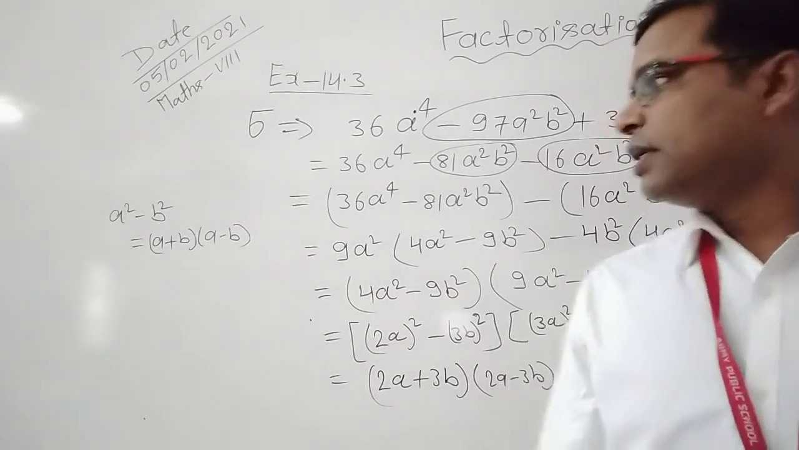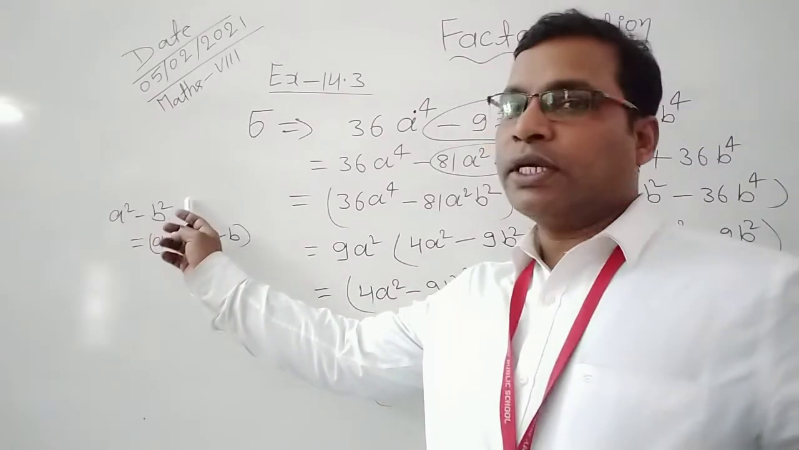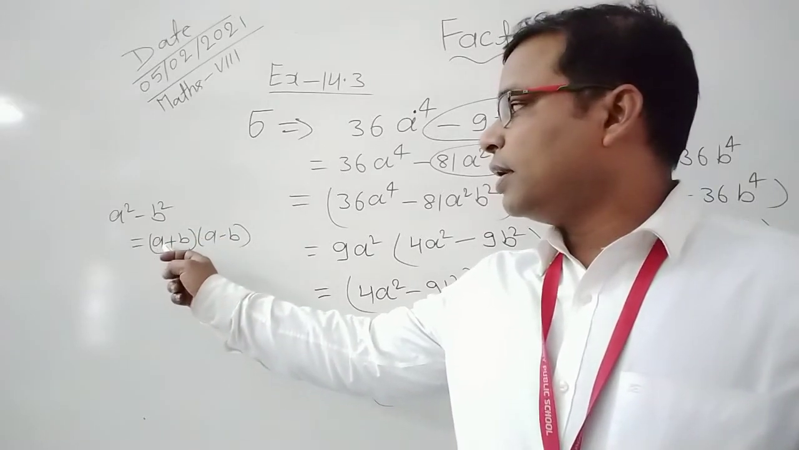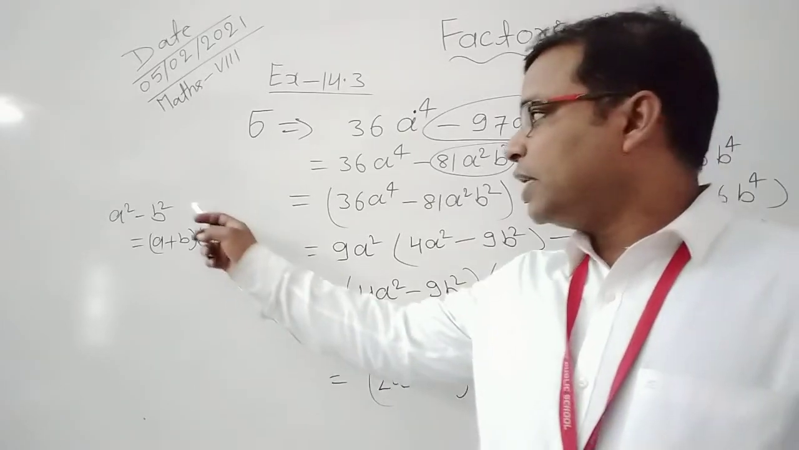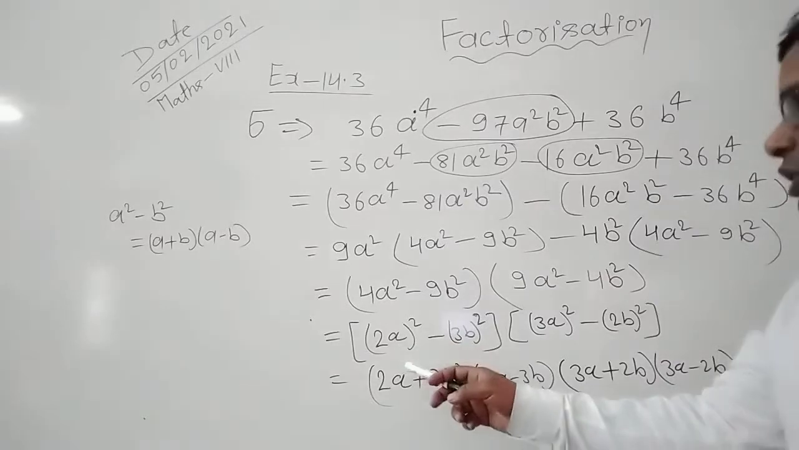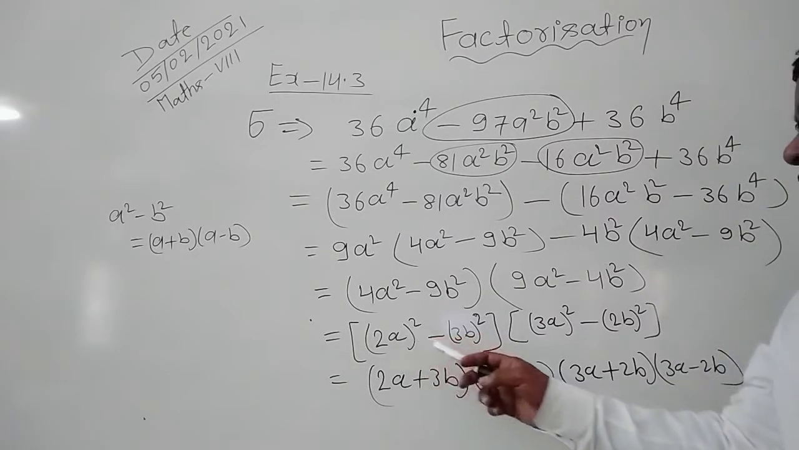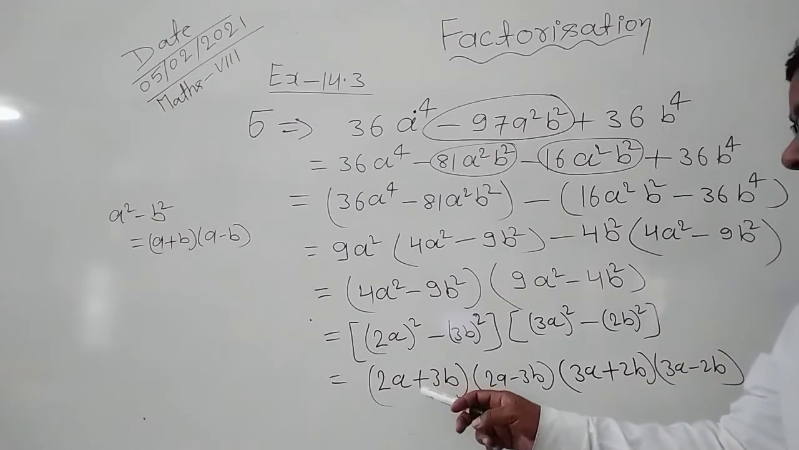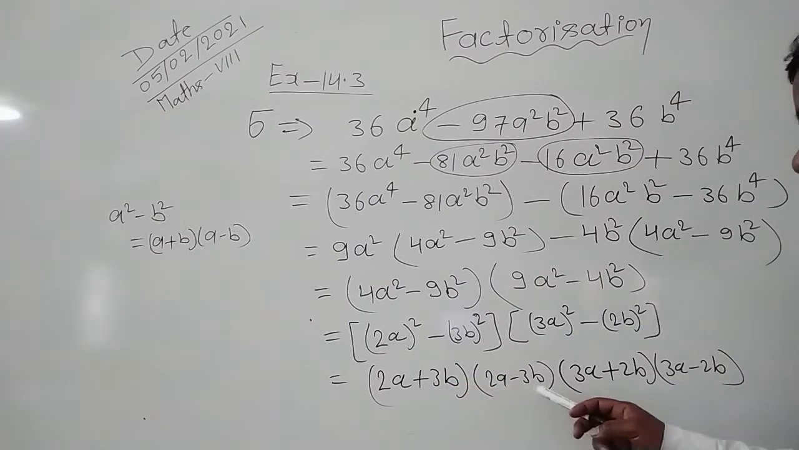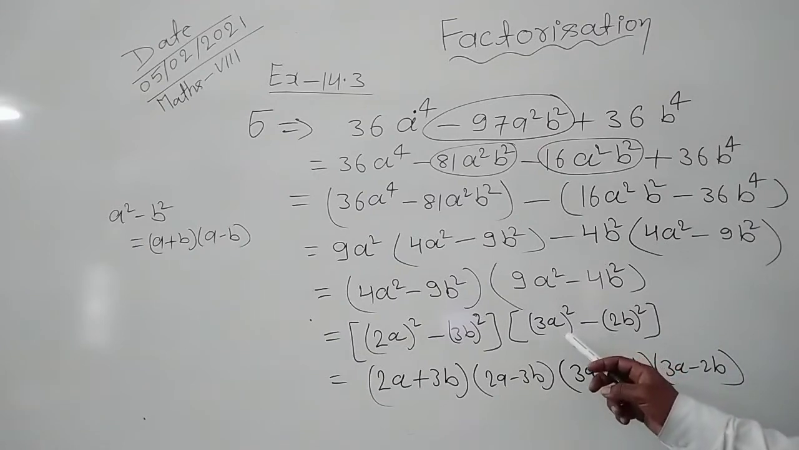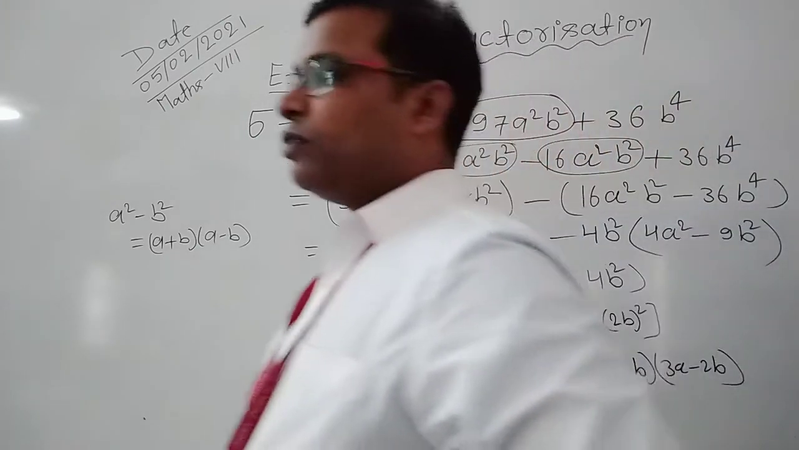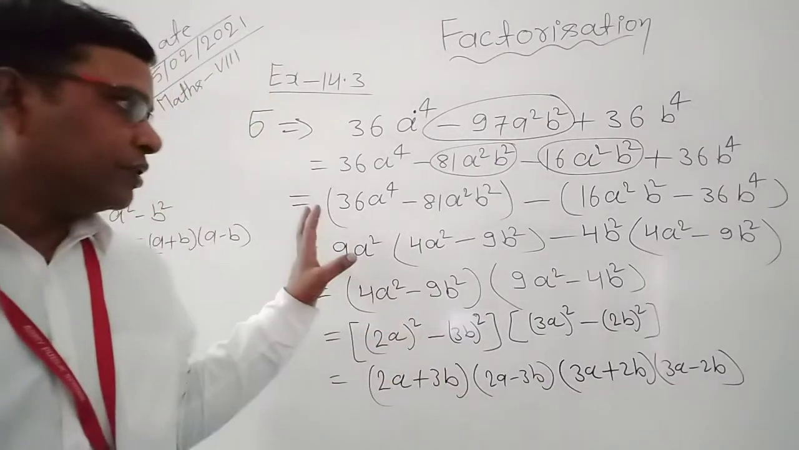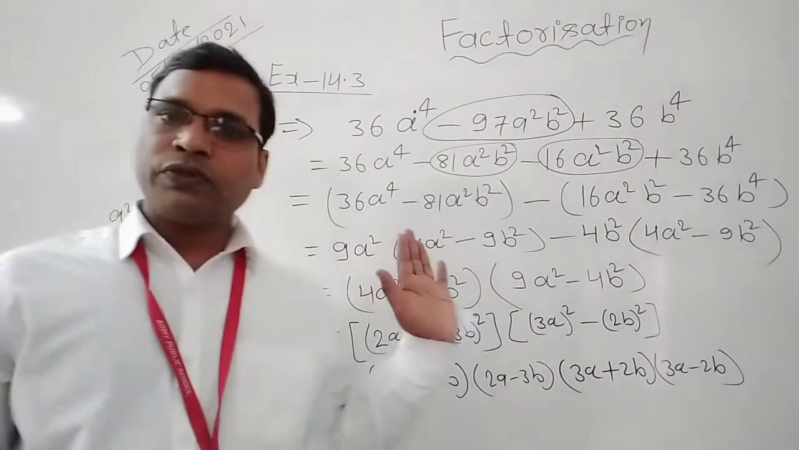What is the third identity? The third identity is a square minus b square is equal to a plus b into a minus b. According to this identity, whole square of 2a minus whole square of 3b is equal to 2a plus 3b into 2a minus 3b. In the other bracket we also apply identity number 3, so we get 3a plus 2b into 3a minus 2b. In this way we solve this question. I hope all of you understood this question.